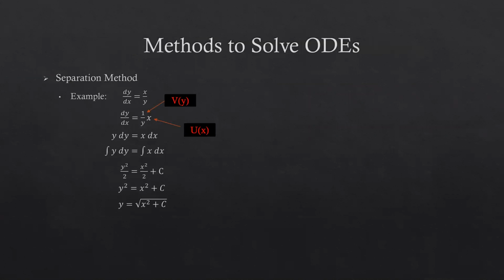There are several methods to solve ODEs. The first method is the separation method. Basically, with this method we just need to separate the equation into two sides where each side only has one function, which means the left-hand side only has the y function and the right-hand side only has the x function. Then we integrate and solve the equation to find the final answer.